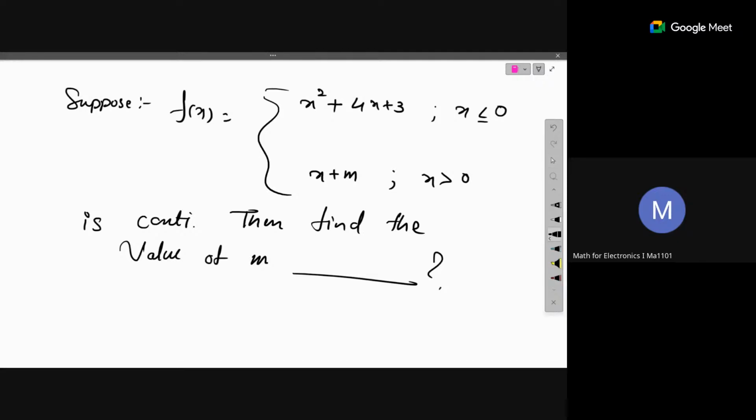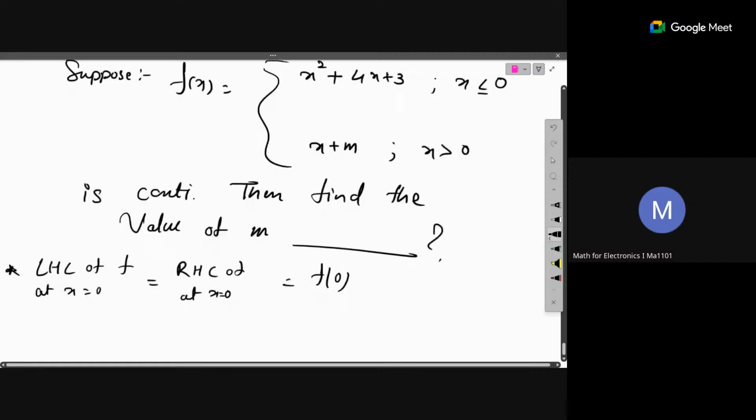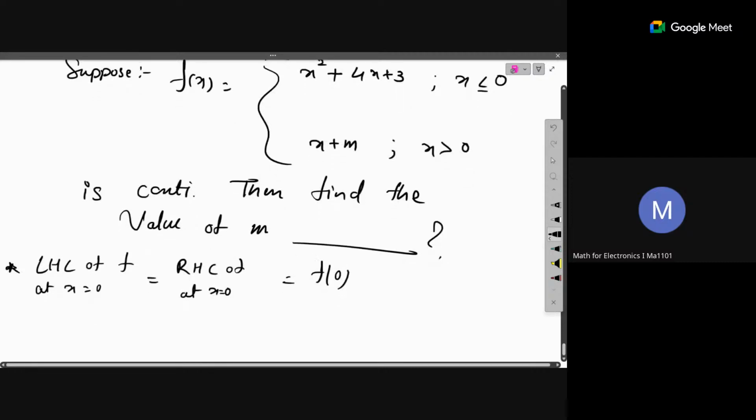Since the function is continuous at x equals 0, we have the left hand limit of f at x equals 0. So whenever you see such a question, you have to use this concept: the left hand limit of f at x equals 0 is equal to the right hand limit of f at x equals 0, and it is equal to the function value f of 0. Okay, so here what is the left hand limit of f at x equals 0?